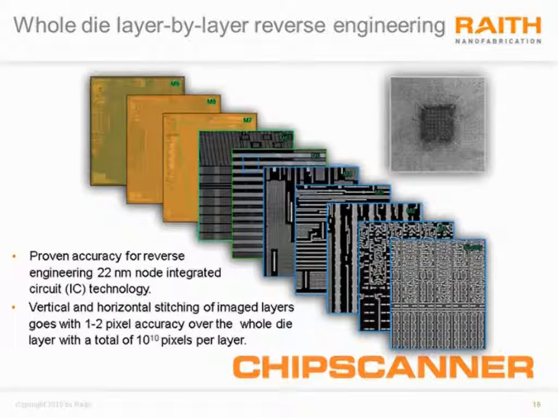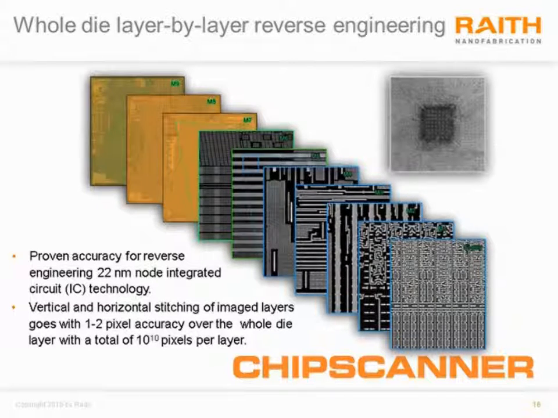resolve the structures. And so the chip scanner is used to image large areas of each of these metal layers, metal layer 6, metal layer 5, all the way down to metal layer 1, and the highest resolution is silicon poly. The vertical and horizontal stitching of these layers, the 3D stitching of these layers, has 1 to 2 pixel accuracy over each layer, and each layer has a total of 10 to the 10 pixels.